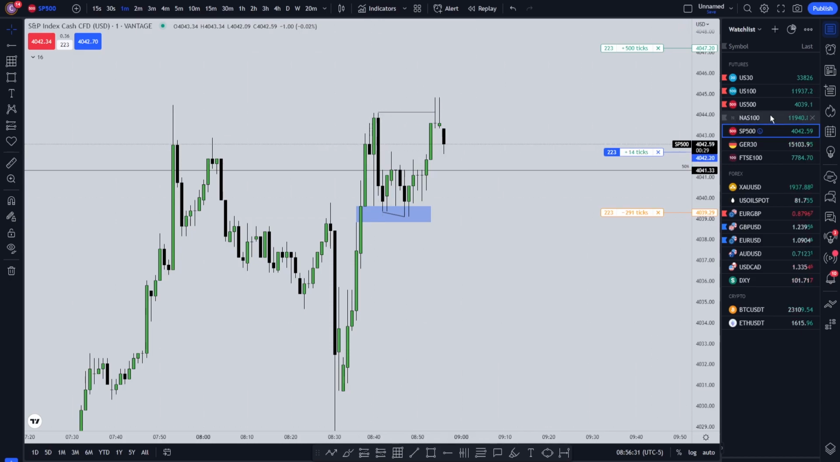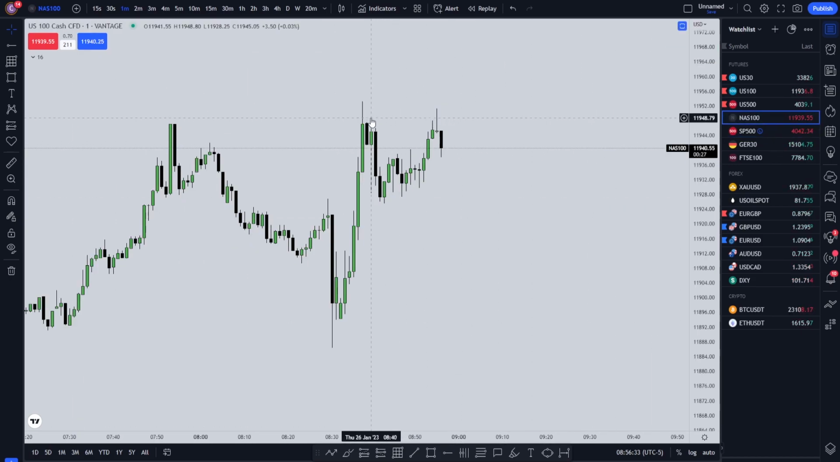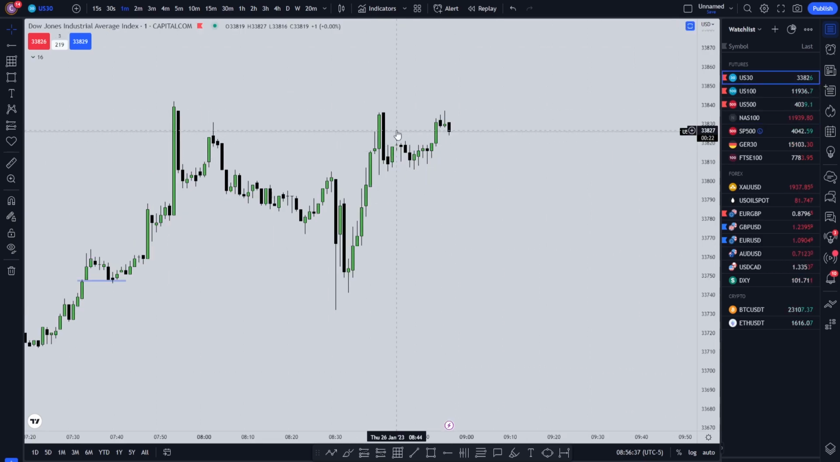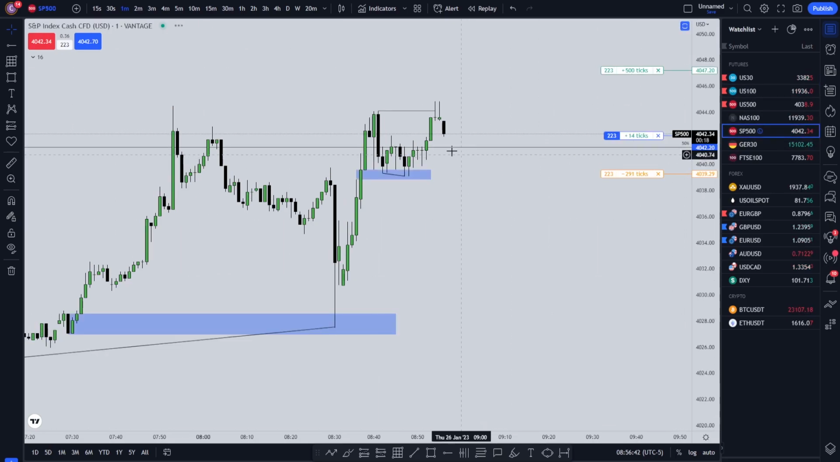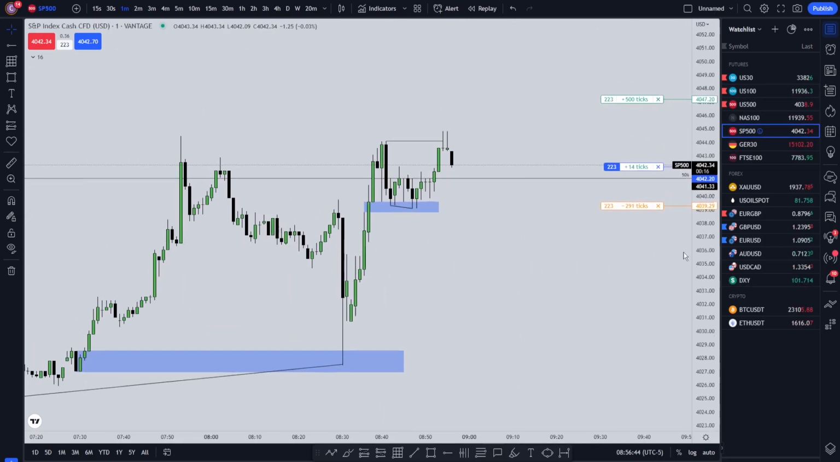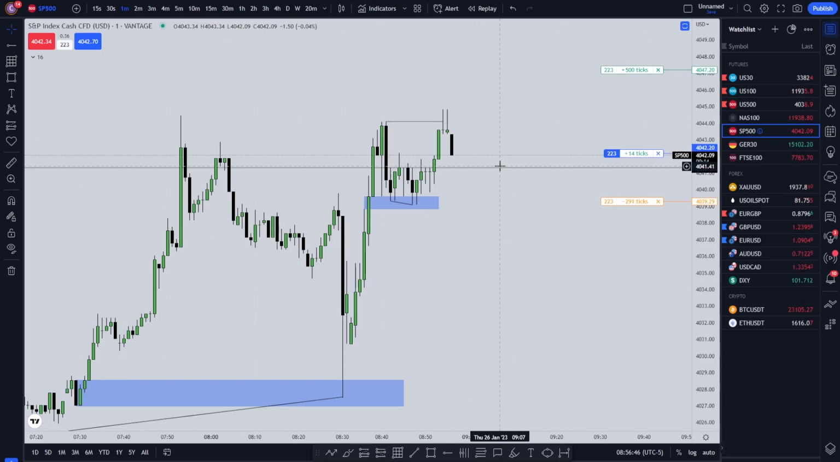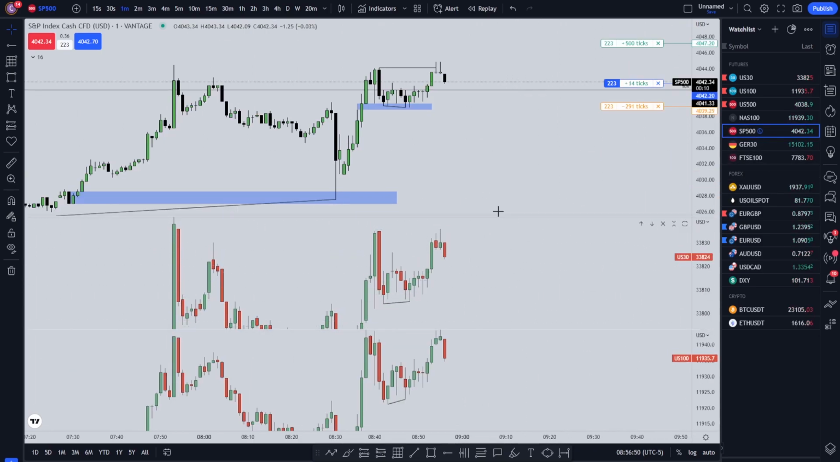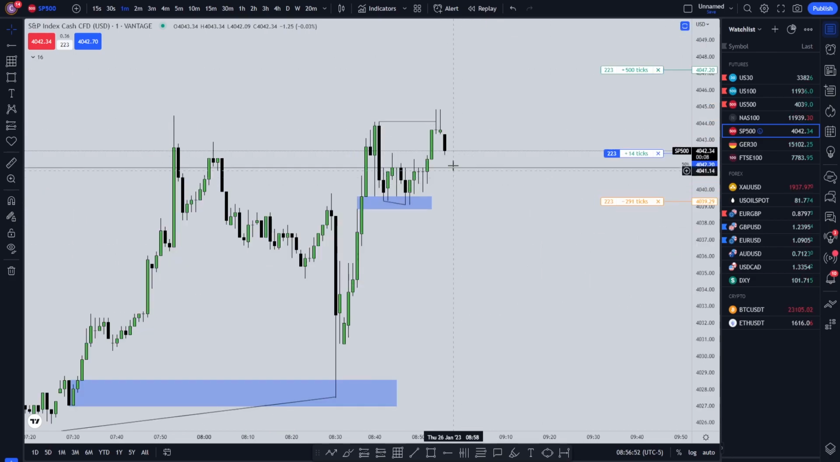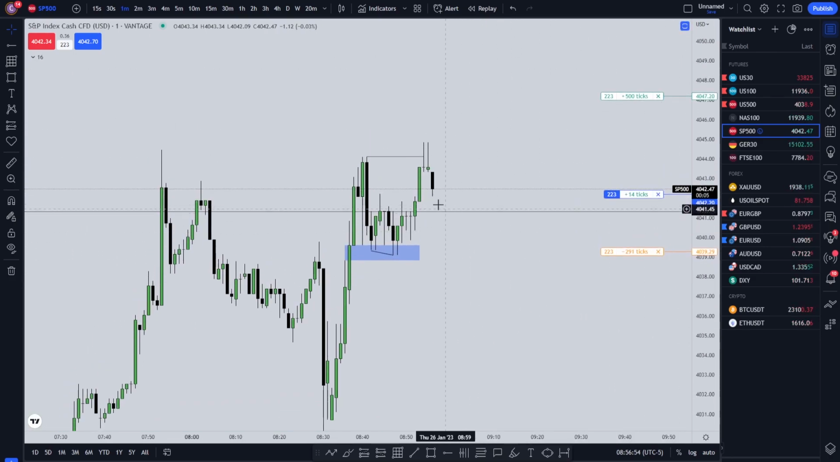We got that break of structure. Let's have a look at the Nasdaq. This break of structure over here, this high, 840 high, US 30 also at 844 break of structure. So all in all, we do have breaks of structure. So now we wait for the rejection of the fair value gap.